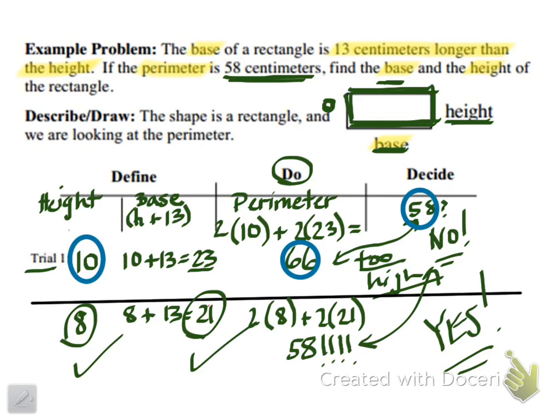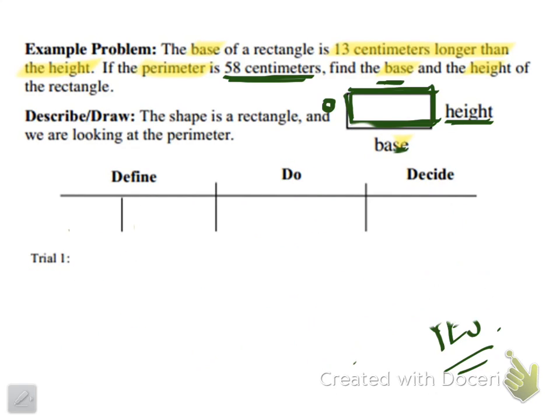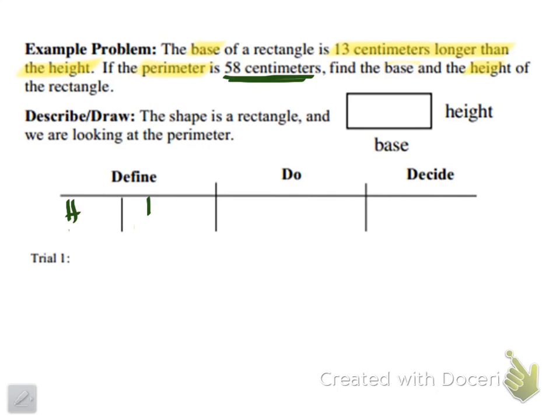I'm going to erase this though because I want to show you how we would do it with just a generic variable x. Okay, so let's just erase what we have here. Let's see how we would do this problem if we just had x. Okay, so let's represent our height. Remember, our height was here. Our base was here, which was 13 plus the height. And we were doing the perimeter, which was 2 times the height plus 2 times the base.